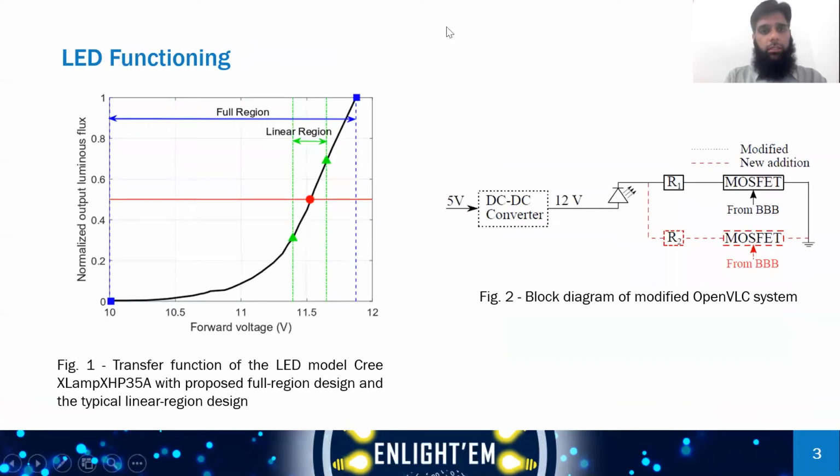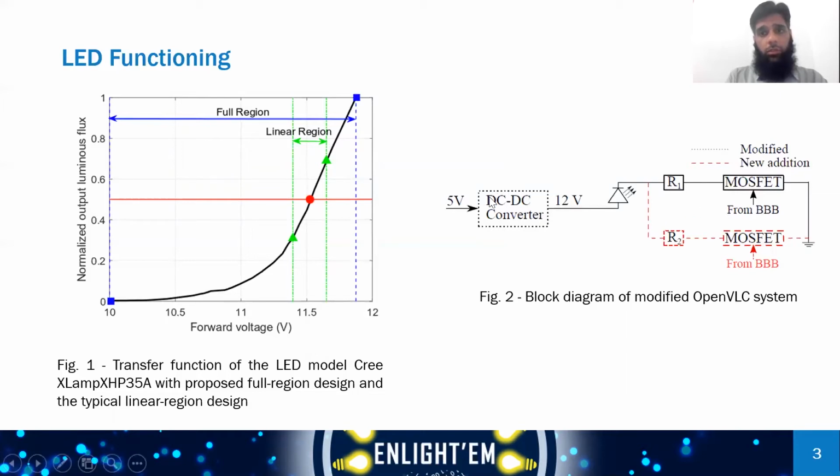Here you can see in figure 1, the forward voltage is shown on the x-axis and the normalized output luminous flux on the y-axis. The graph shows the transfer function of the LED. The green line shows the linear region of operation, and the blue line shows the full region of operation. The red dot shows that in both approaches, the output luminous flux is the same, for a fair comparison.